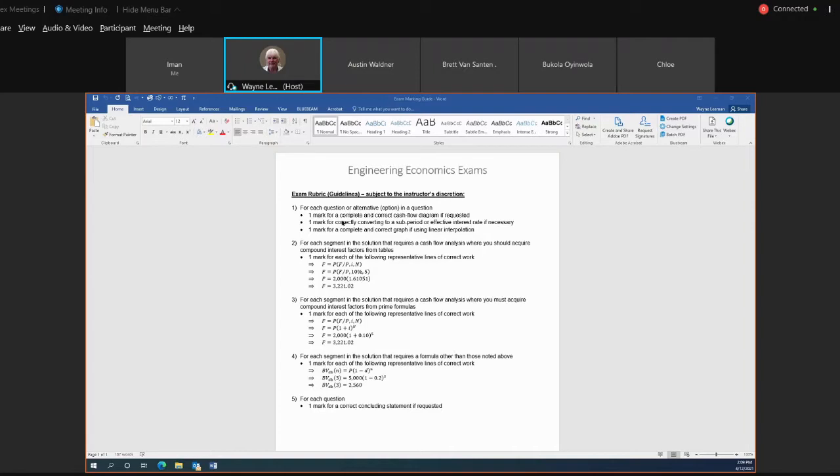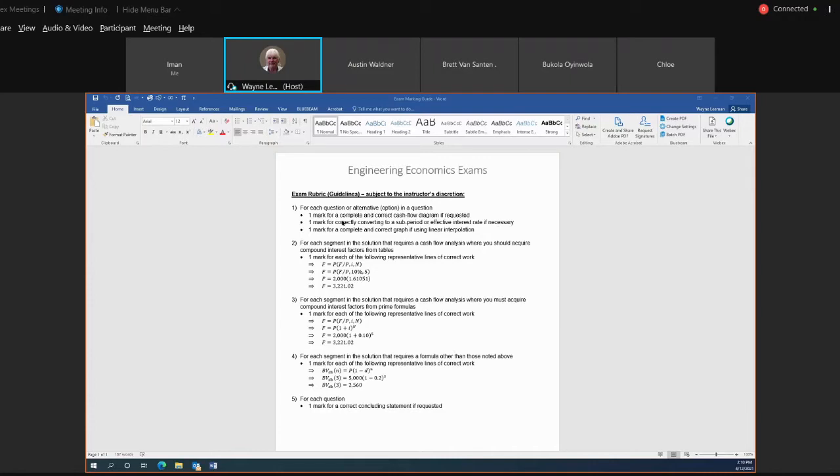Also, if you have to calculate either a sub-period or an effective interest rate, I would award 1 mark for that as well. Sometimes you didn't have to calculate it. You just were able to use the one in the question directly. And if that's the case, then you would not get a mark for that. There'd be no mark awarded.